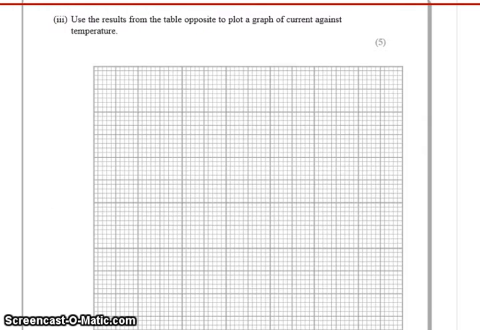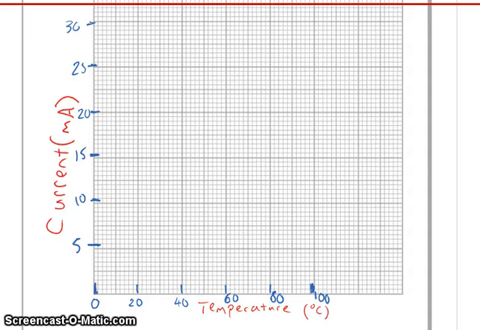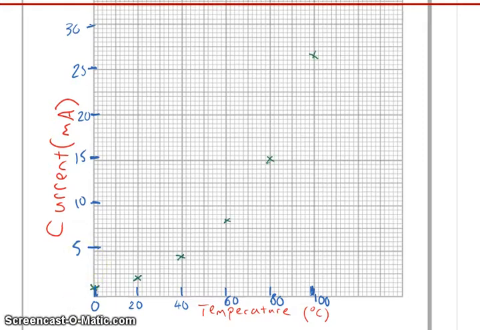And now we have to use the results from the table opposite to plot a graph of current against temperature. So first thing we're going to do is label the axes, and we're going to make sure that our labels have got units, the correct units being degrees Celsius and milliamps. We're then going to add a suitable scale, so the temperature needs to go up to 100 degrees, so I've gone up in 20s on my scale, and the current needs to go up to 30 milliamps, so I've gone up in 5. You then need to plot your points.